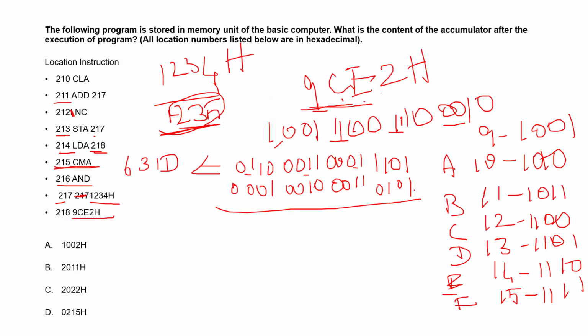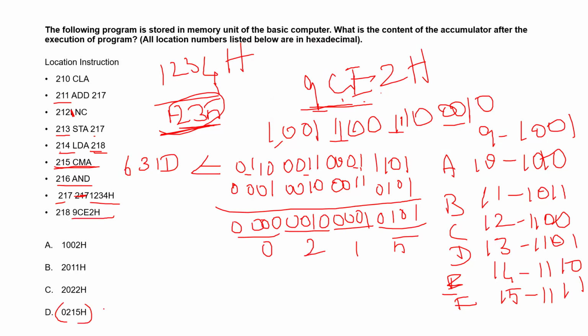Now we are going to do the AND operation on both values. AND operation means both are 1, then the value will be 1, otherwise the value will be 0. That is called the AND operation. Now 1 and 1 is 1, 1 and 0 is 0. Going through the bits, the result is 0, 2, 1, 5. So 0215H will be the answer for this one.